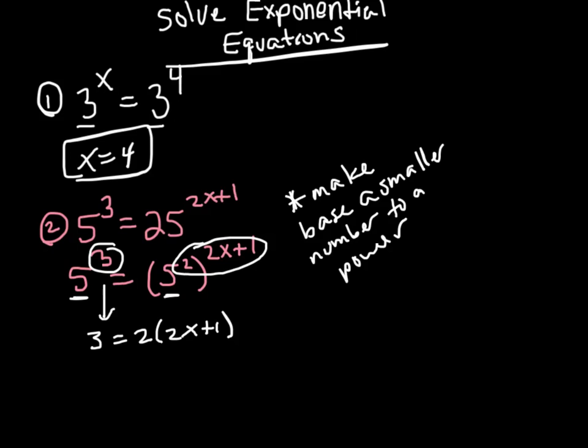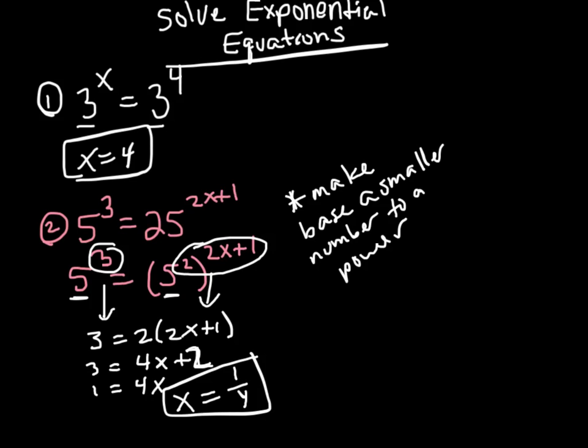So since my bases are equal, now I'm going to take my exponents and set them equal to each other, and now we're just going to solve our basic problem. So 3 equals 4x plus 1. Just kidding, 4x plus 2, because we have to distribute. So then we subtract 2, so 1 equals 4x, and then we divide by 4, so we know x is equal to 1/4, and that'll give us our value for x.